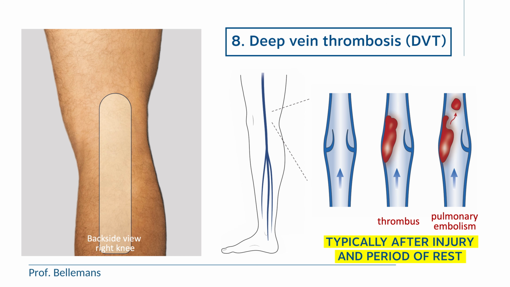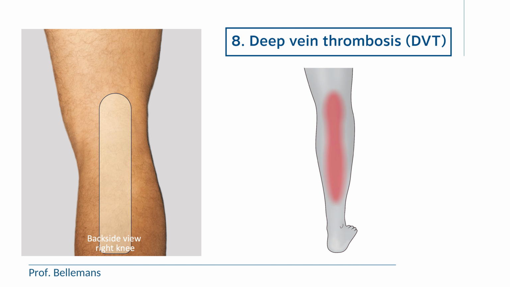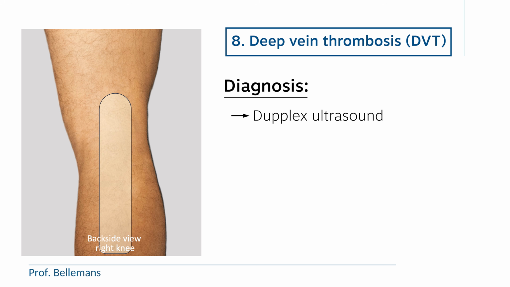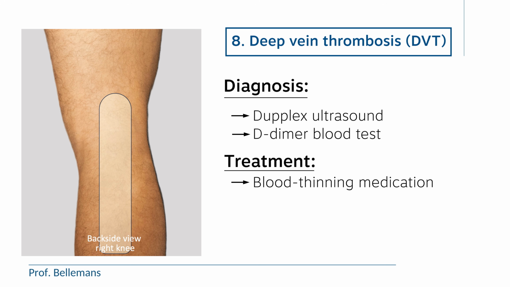Deep vein thrombosis typically develops after injury and a period of rest because, due to the lack of movement and the absence of muscle pump function, the blood circulation of the limb is then considerably slower. Clot formation can then easily occur. Usually there is a nagging pain or tension in the back of the knee and irradiating to the calf, like a cramp that won't go away. Sometimes there is also swelling of the leg. The diagnosis is confirmed with a duplex ultrasound and a D-dimer blood test, and the treatment consists of blood thinning medication combined with compressive stockings.